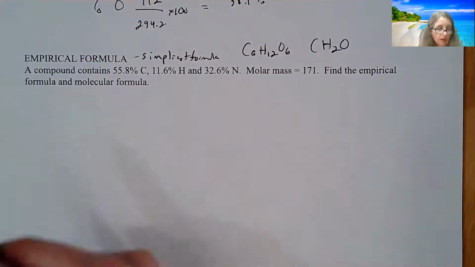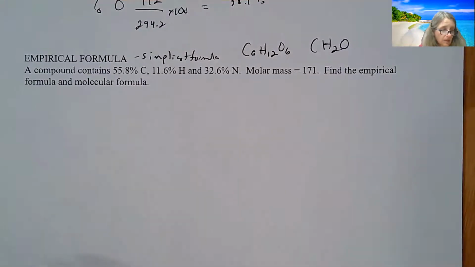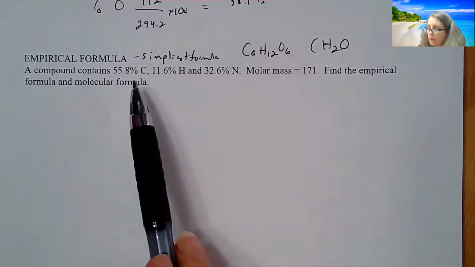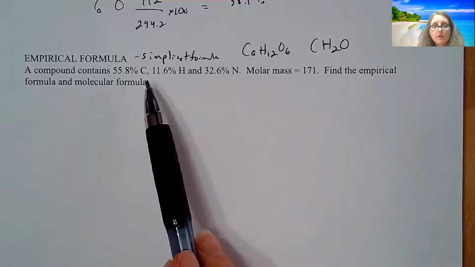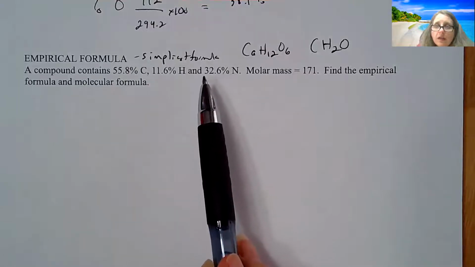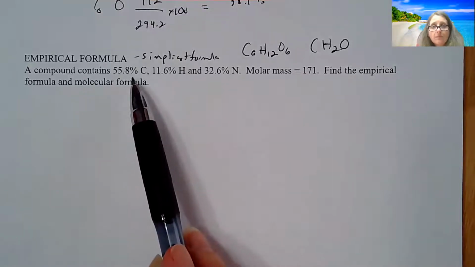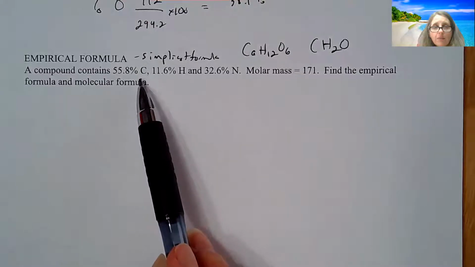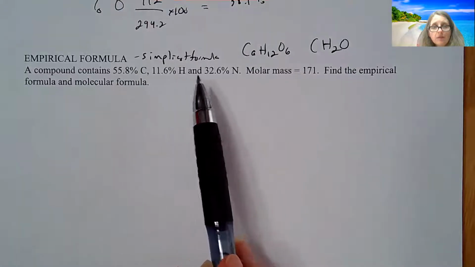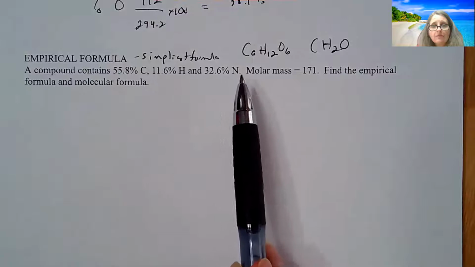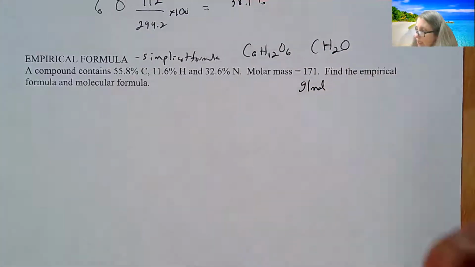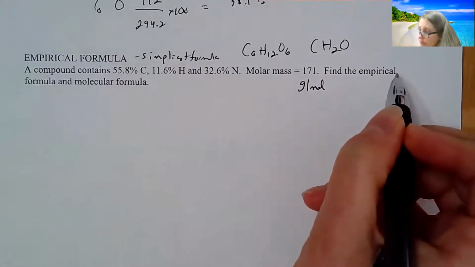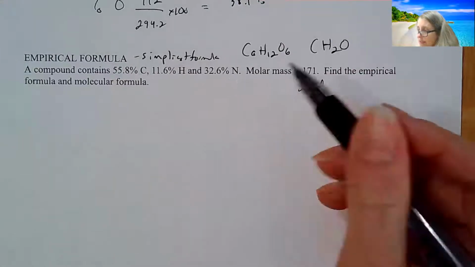Actually, the mass spectrometer is what gives us some of this data. If I put a sample that is a carbon-based molecule into a mass spectrometer, it's going to give me percentages of each one of the elements. Let's say 55.8 of carbon, 11.6 of hydrogen, and 32.6 of nitrogen. The overall molar mass is 171. You want to find the empirical formula first and then the molecular formula.